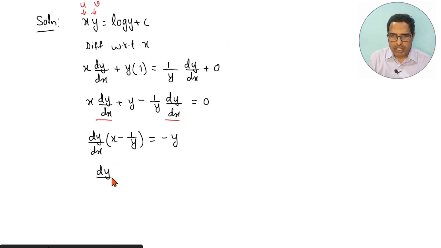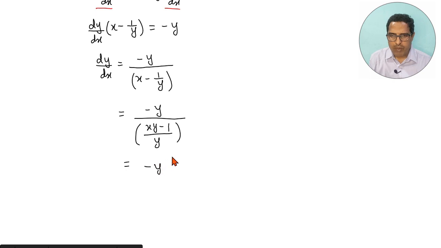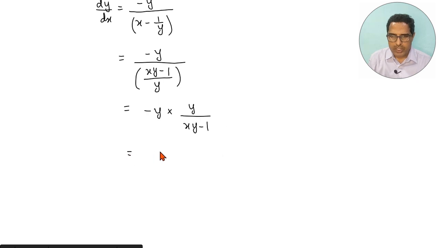Or I can rewrite this as dy by dx equals minus y, and this value just cross multiplies, so it becomes divided by x minus 1 by y. Now you can take the LCM in the denominator, numerator as it is. I can take y as the LCM. If you cross multiply, x into y will become xy minus 1. Or we can rewrite this as minus y, and when I take the denominator to the numerator, it becomes the reciprocal, y by xy minus 1. Further, multiplying, minus as it is, y into y will become y square, whole divided by xy minus 1.